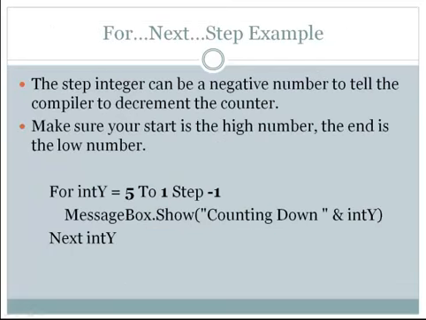Now, you can also step backwards, and when you step backwards, you want to make sure that this starting value is higher than your ending value. Because if I said step 1 to 5, step -1, then my next value would be 0, and that's automatically lower, and so it wouldn't execute anymore. So if I actually want this to execute and show counting down 5, and then 4, 3, 2, then 1, I need to make sure that when I step backwards, my start is larger than my end.